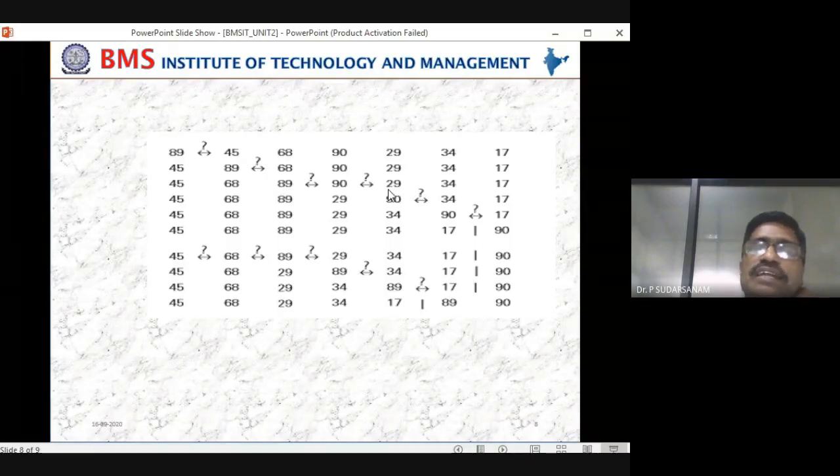Now you check for the other one. 29 is less than 90, yes, condition is true, swap these two values. Next, 34 is less than 90, condition is true, swap these two. Next, 17 is less than 90, yes, so 90 will be the highest. Once 90 is placed, now you subtract one element.